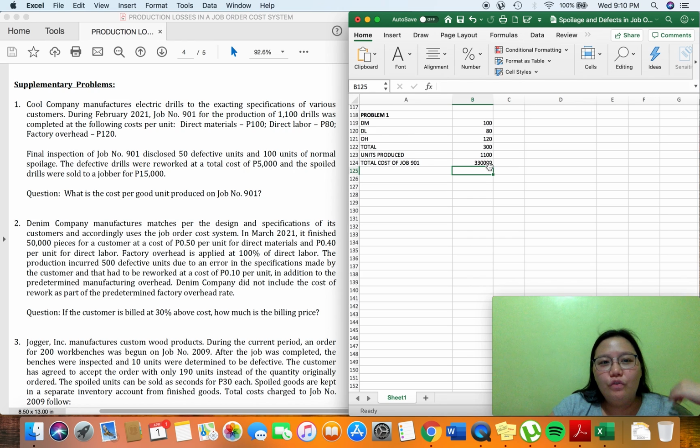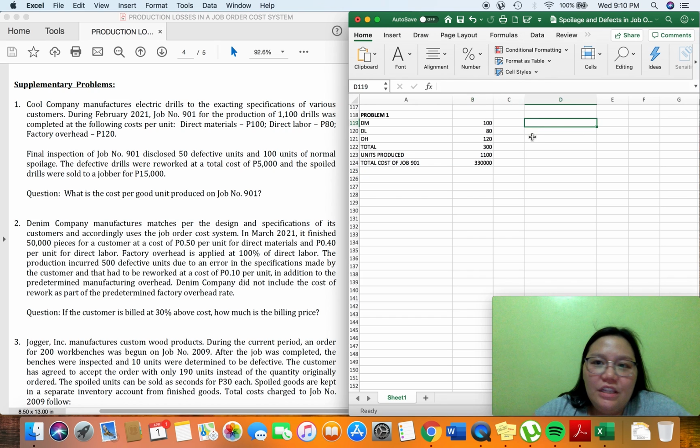Final inspection of job 901 disclosed 50 defective units and 100 units of normal spoilage. So, the defective drills were reworked at a cost of 5,000 and the spoiled drills were sold to a jobber for 15,000. So, we have to tackle each type of loss separately. Okay? So, we start with the defective unit.